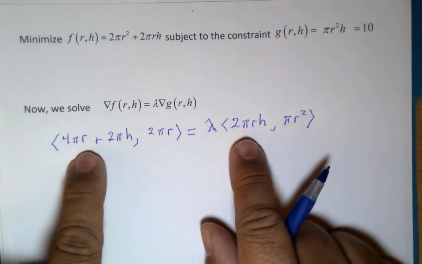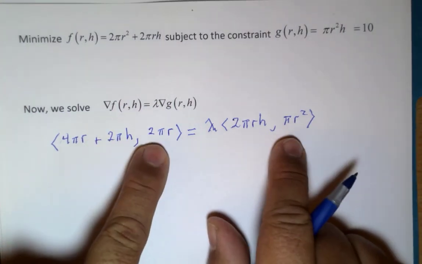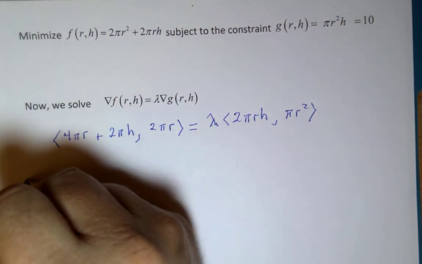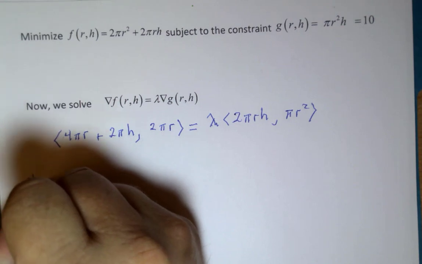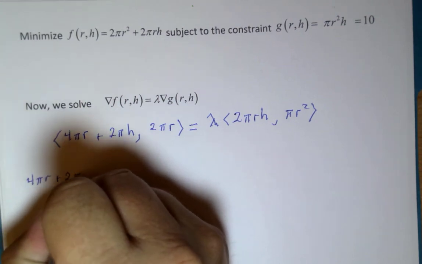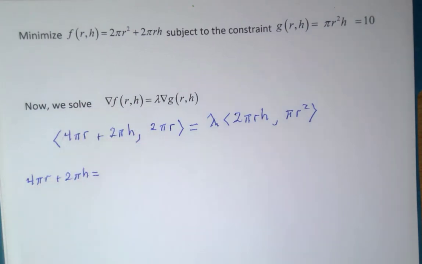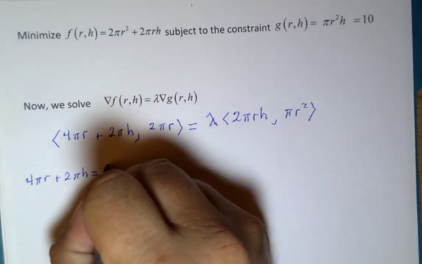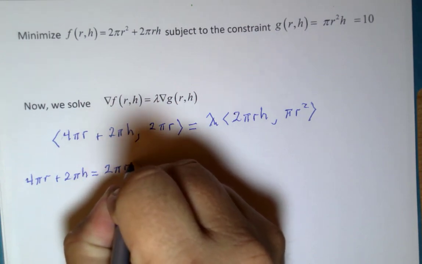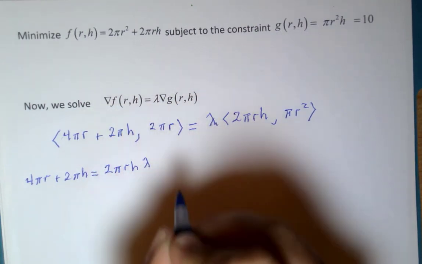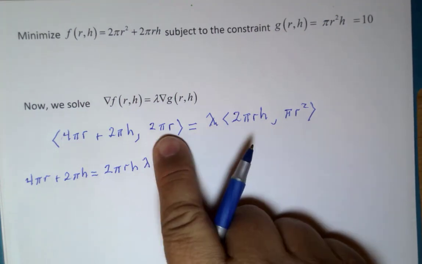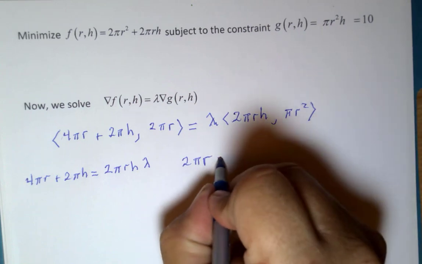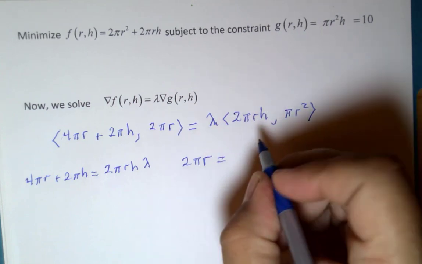We would want the x components to be equal to each other and the y components to be equal to each other. So that gives us 4 pi r plus 2 pi h should be equal to 2 pi rh multiplied by lambda, and 2 pi r will be equal to pi r squared multiplied by lambda.